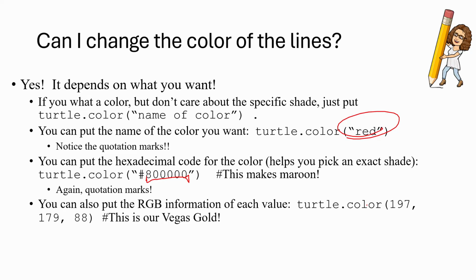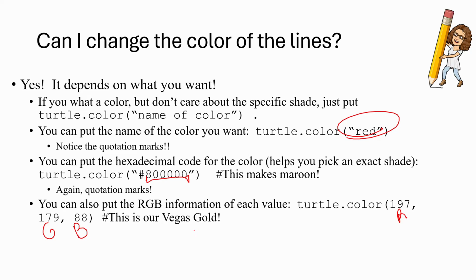And then you also can put RGB, so red, green, blue information of each value. So you can say turtle.color and then how much red is in the color, how much green is in the color, and how much blue is in the color. Notice that it is the only one that doesn't have quotation marks. 197, 179, 88 is our Vegas gold color for our saber.